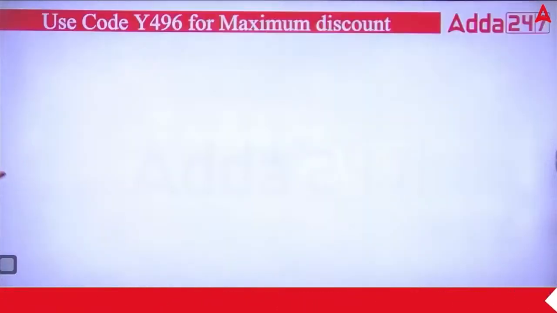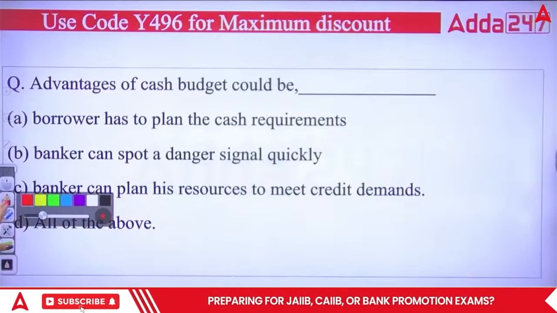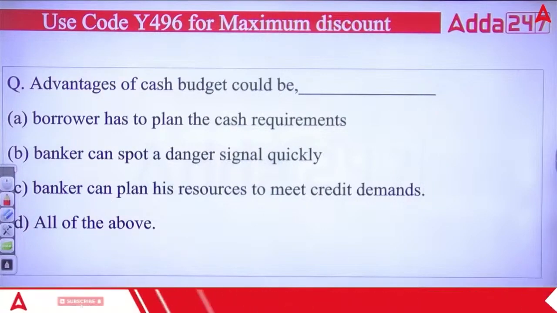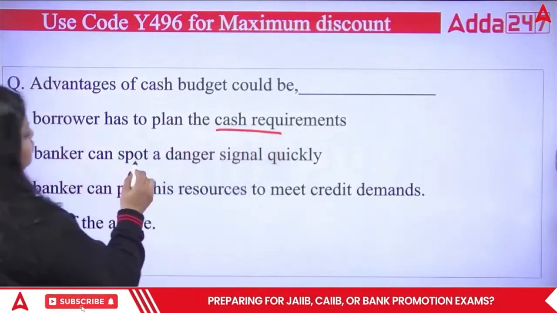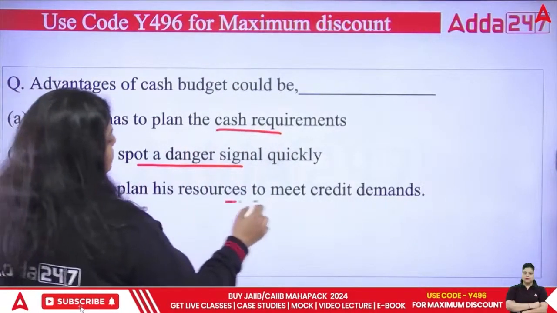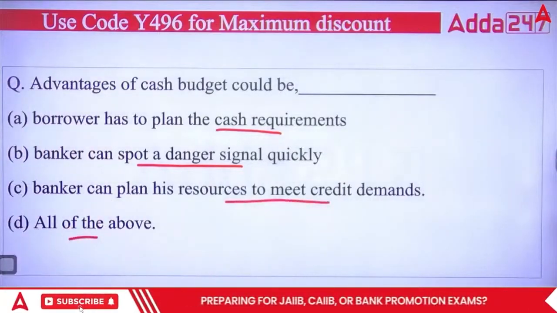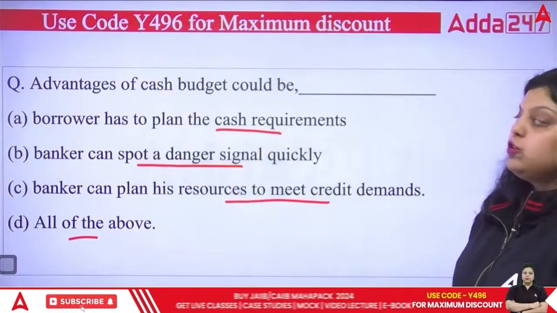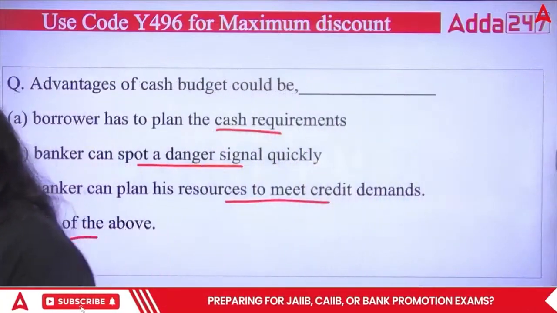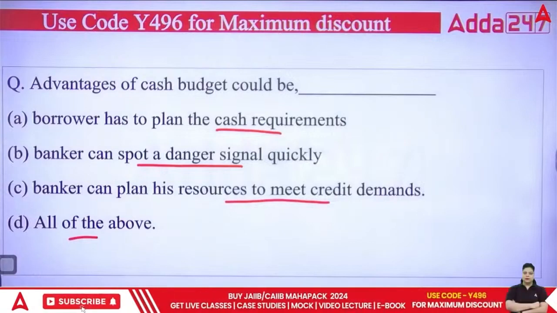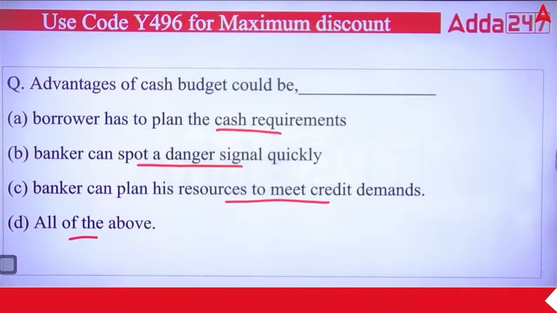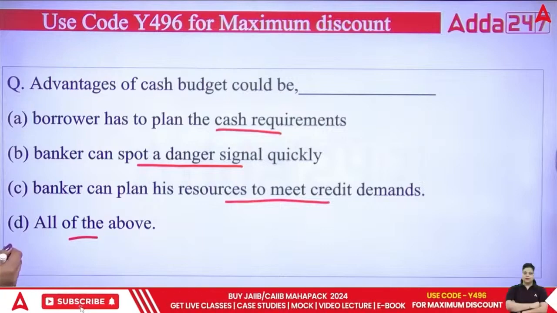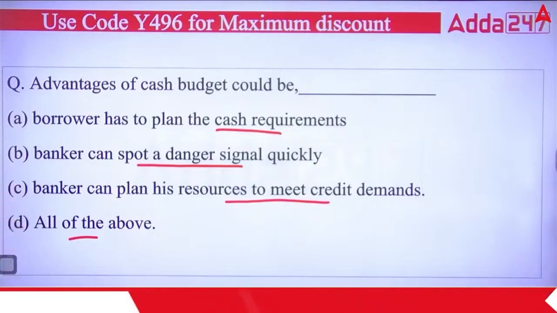Now let's start with the first question, that is talking about the advantages of a cash budget. The advantages of a cash budget could be: first, borrower has to plan the cash requirement; the banker can spot a danger signal quickly; banker can plan his resources to meet credit demand; all of the above. So if you have a cash budget, what benefit will you be getting out of it? A, B, C or D? Okay, all of the above.